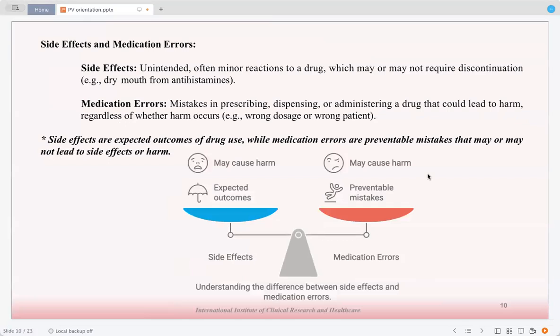So what is a side effect and what is a medication error? A side effect is an unintended, maybe minor, reaction from the drug. It does not require discontinuation of the drug. A medication error is a prescribing error, dispensing error, or administering error. A side effect is an expected outcome. Both may cause harm, but a side effect is an expected outcome, while a medication error can be preventable. While prescribing the drug, some error occurs, or while dispensing the medicine, the wrong dosage or wrong patient, that is the medication error.